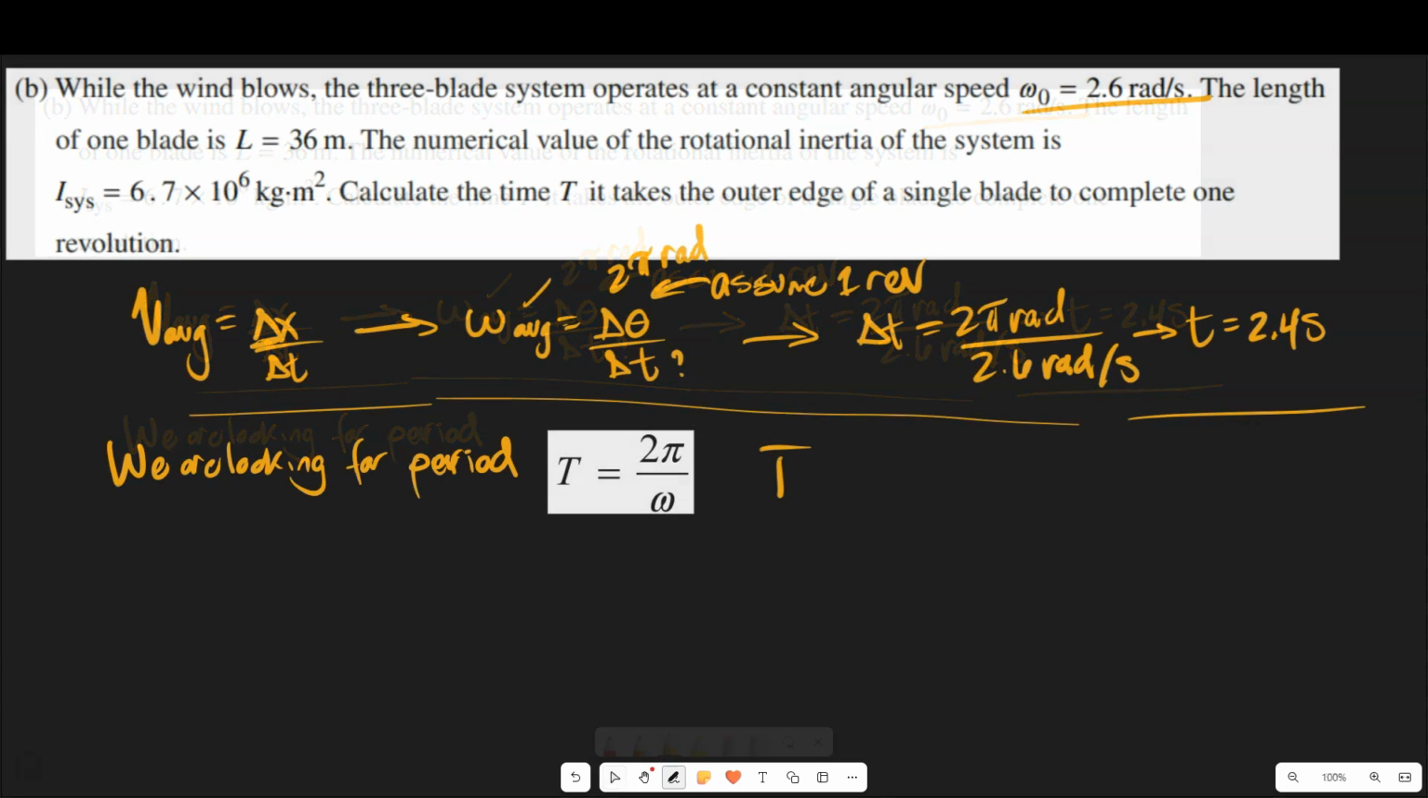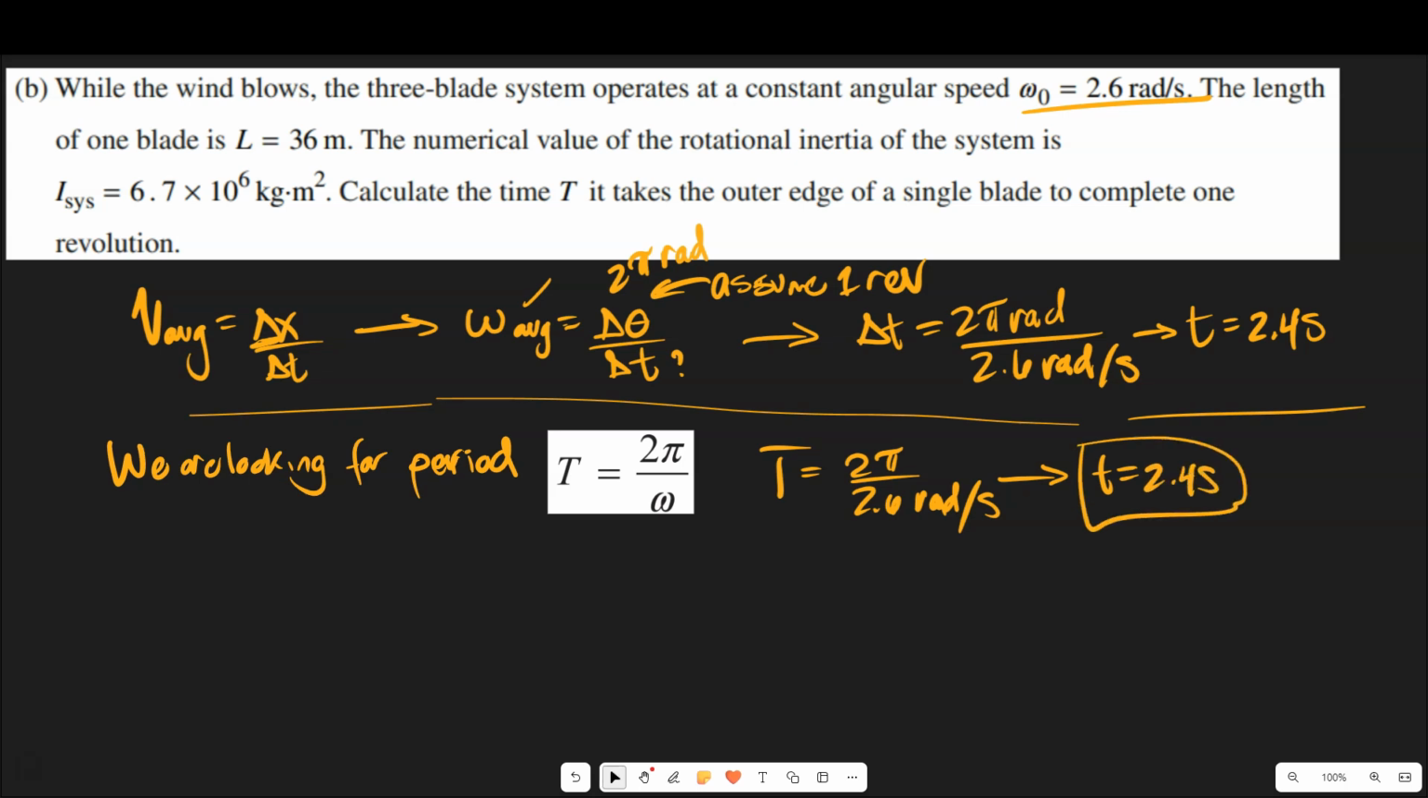So you could just say T is equal to 2 pi over 2.6 radians per second. This is going to give us the same answer of the time for 1 complete cycle, which is equal to 2.4 seconds. Either way is going to get you the correct answer. So that's how you would approach B.